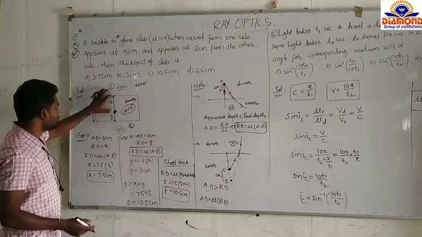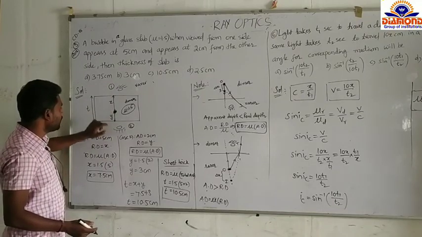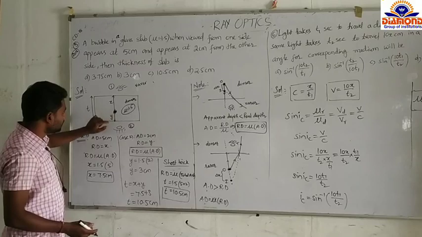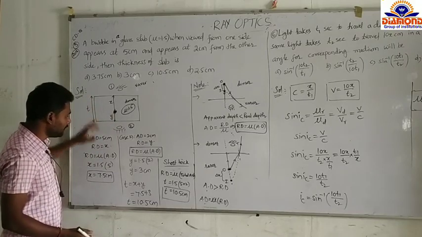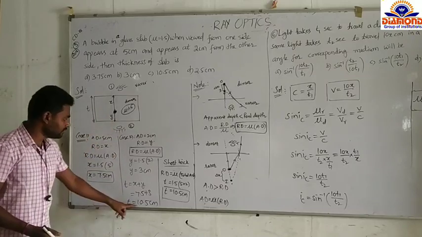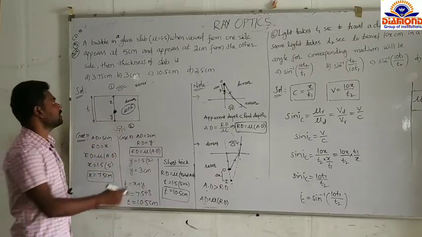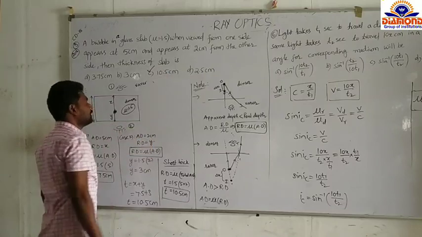So x is the actual depth from one end to the bubble, and y is the actual distance of the bubble from the other end. So the total thickness of the glass slab T equals x plus y. Then we get 10.5 centimeters. The answer 10.5 centimeters is the right answer.